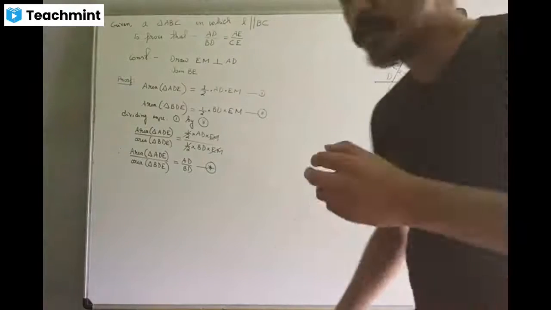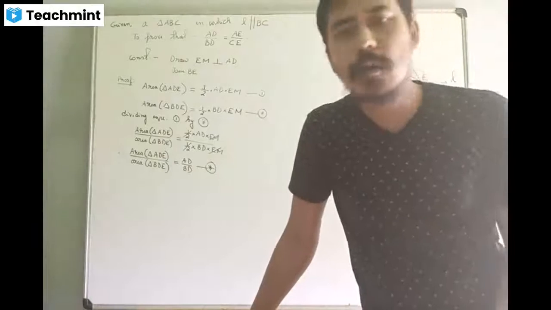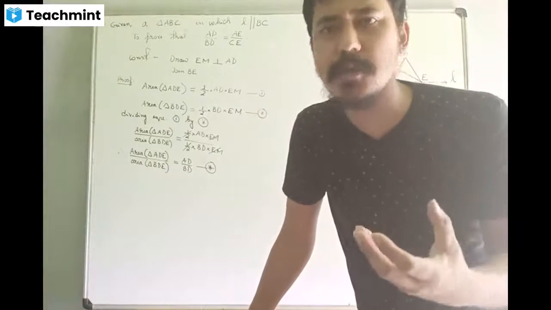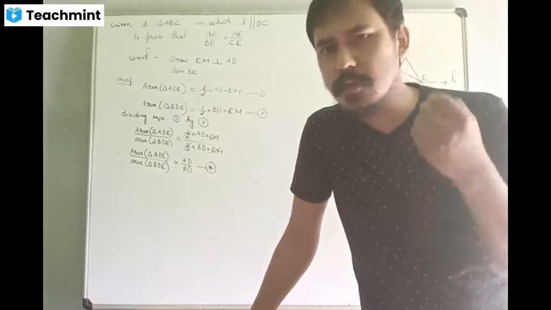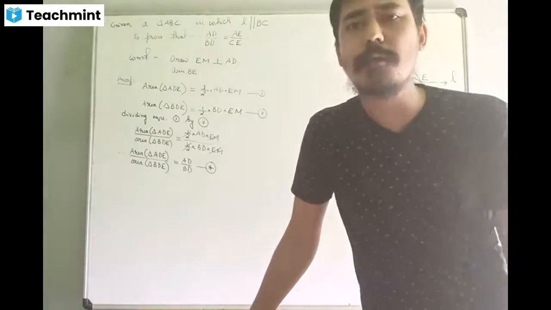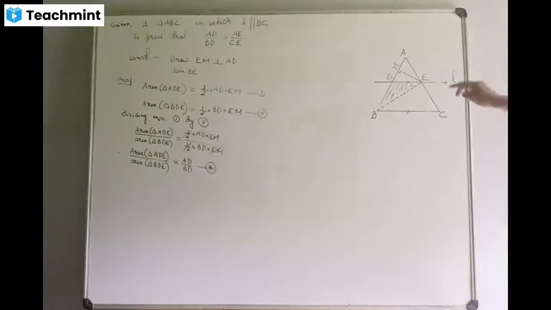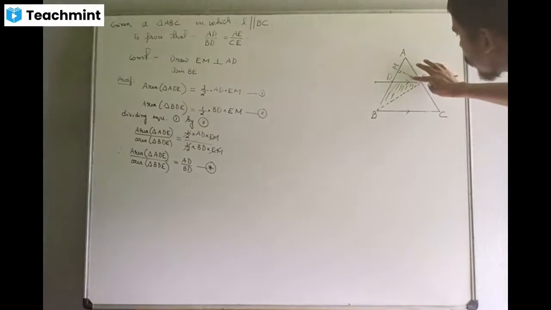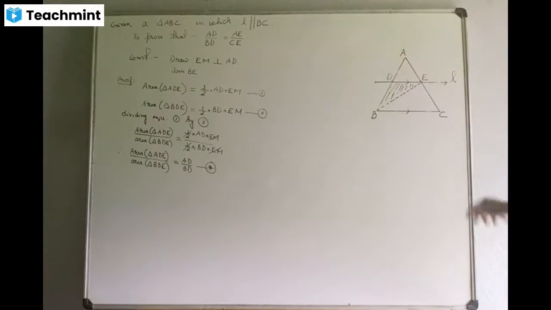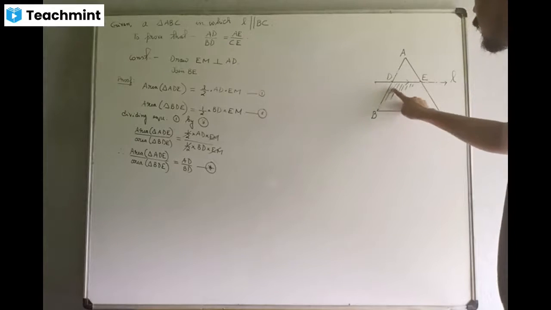Now, in order to solve the second part, we are going to do another construction. We are going to draw something extra apart from what is given. So what I'm going to do is rub out this EM, and I'm going to remove this BE as well. Is it okay?